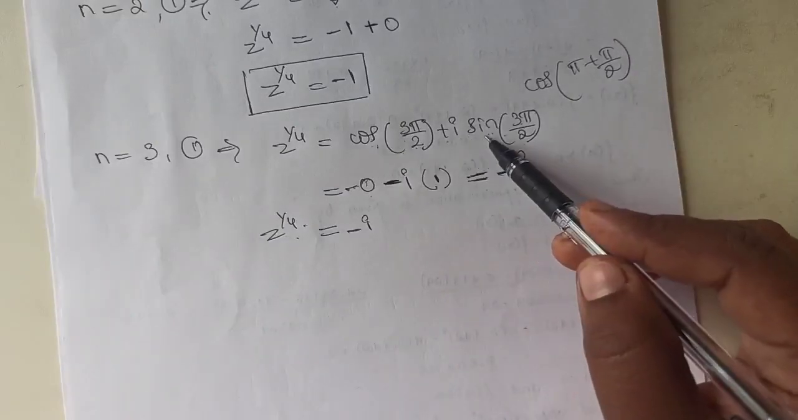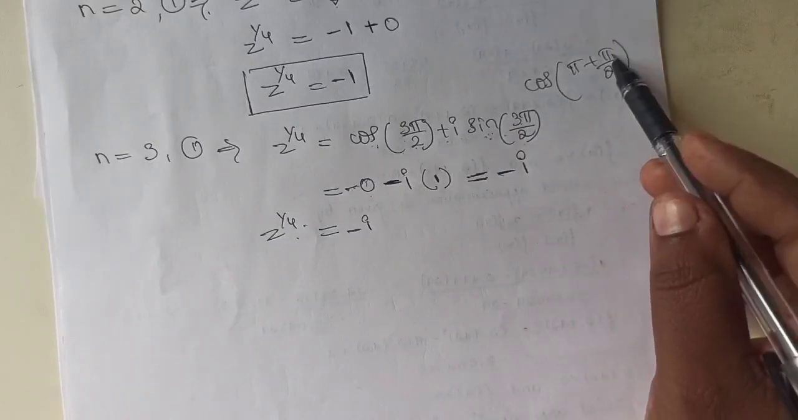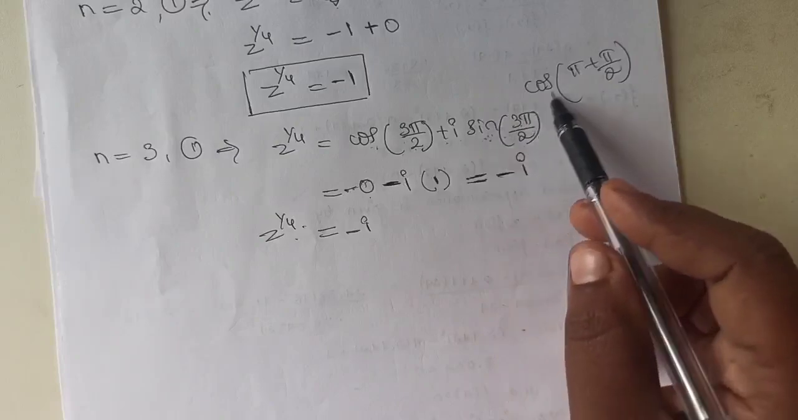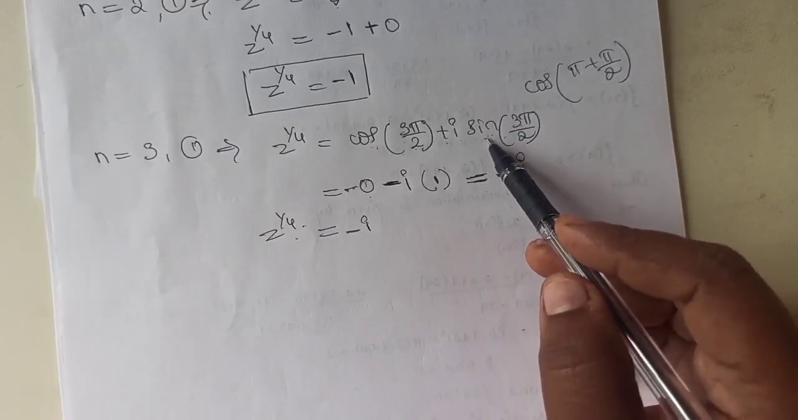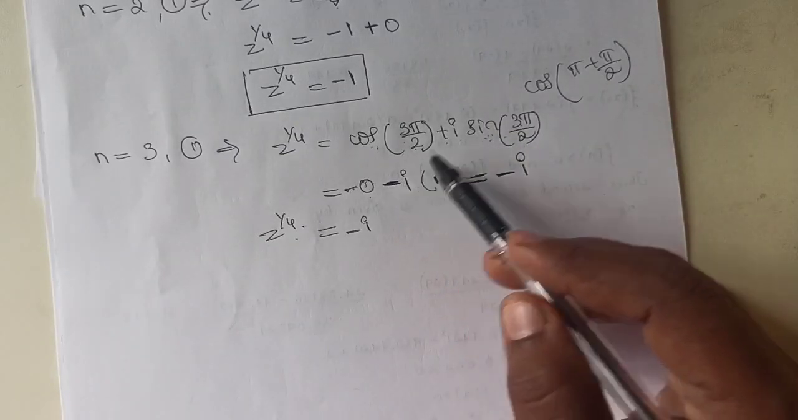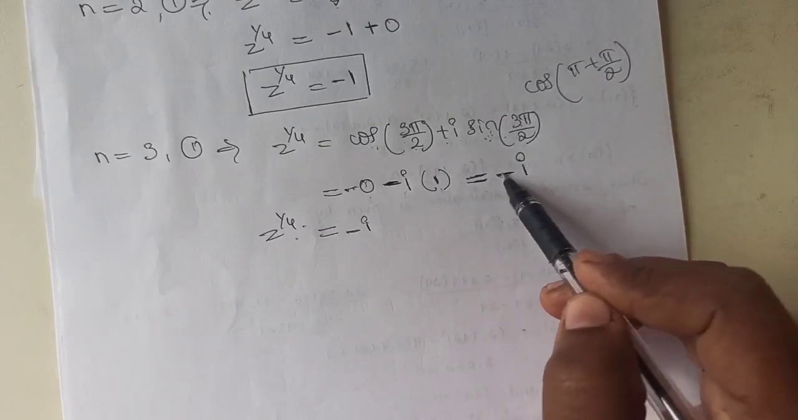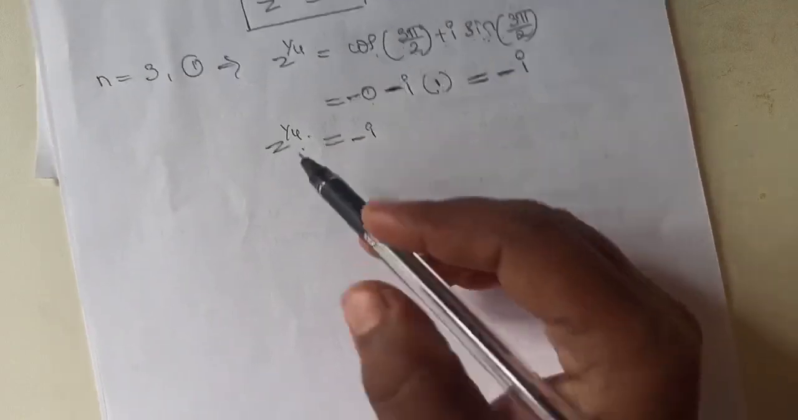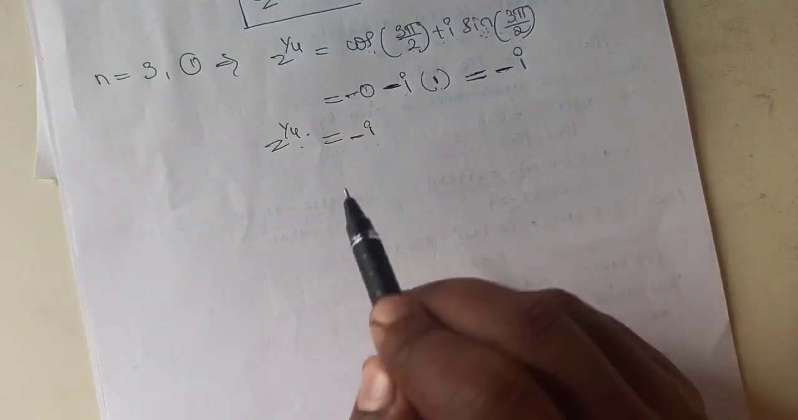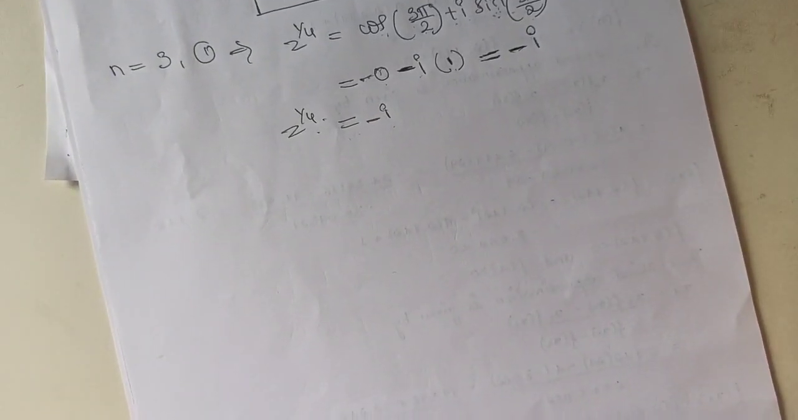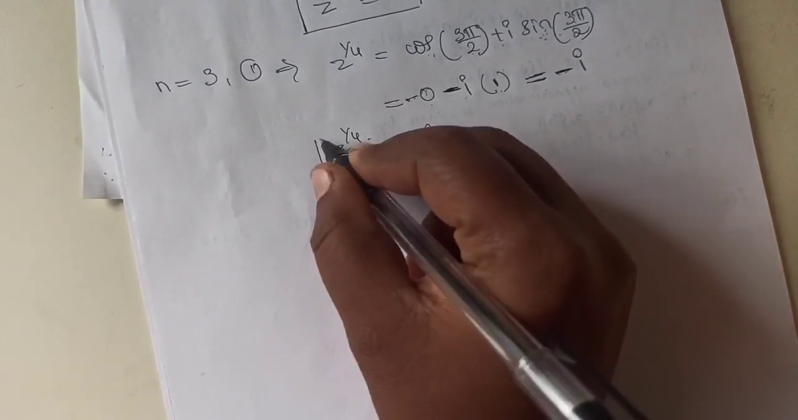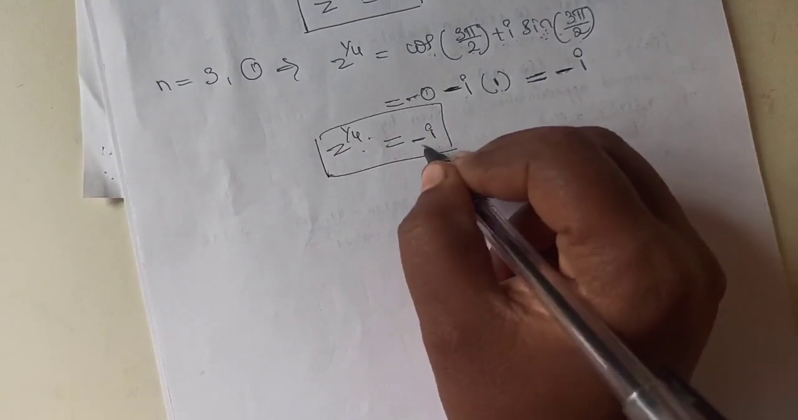Similarly, this can be written as sine of pi plus pi by 2. Again it lies in the third quadrant. In the third quadrant sine is also negative, therefore negative i, as sine of pi by 2 equals 1. So therefore it equals minus i. So z power 1 by 4 equals minus i. Therefore the fourth root is minus i.